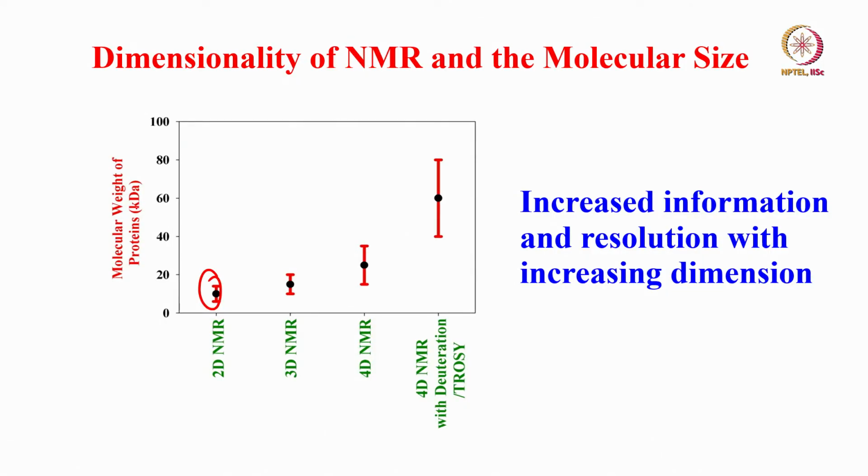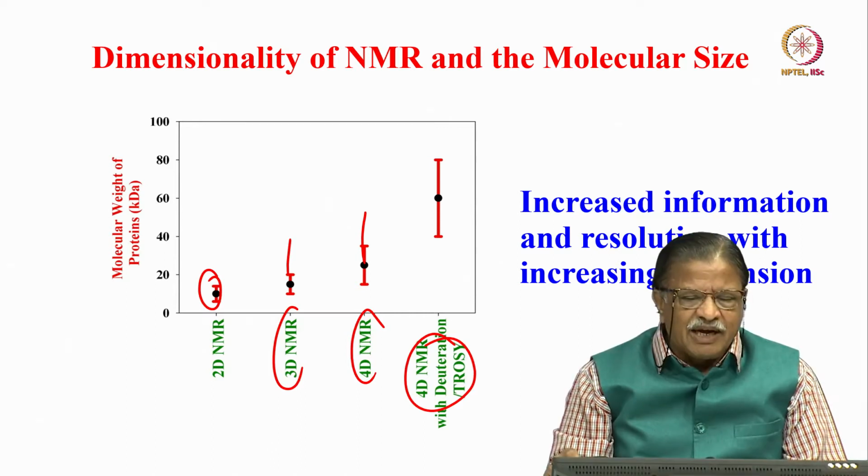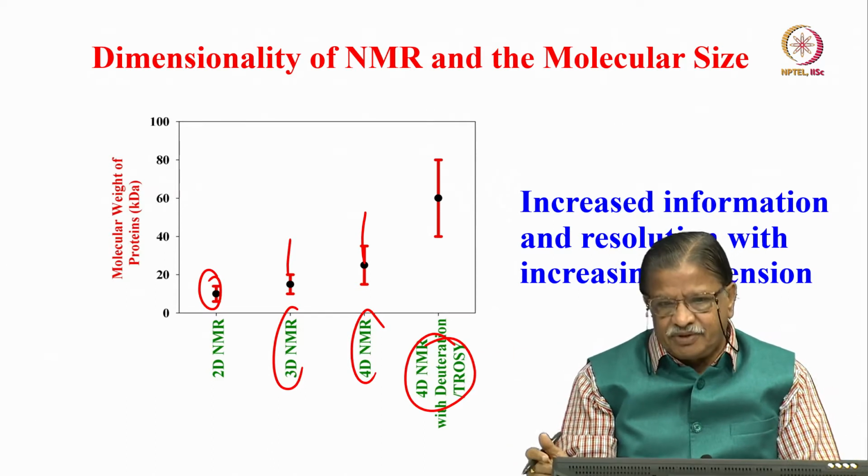If you go to 2D NMR, taking the example of a protein, the molecular weight could be from 0 up to 20 kilodalton. 3D NMR you can extend slightly. 4D NMR, of course, you can go up to 40 or 50. Beyond that, you need special experiments also. So as you keep on increasing the dimension, you get an increase in information content, and at the same time you also get resolution because you are spreading the information in different dimensions.